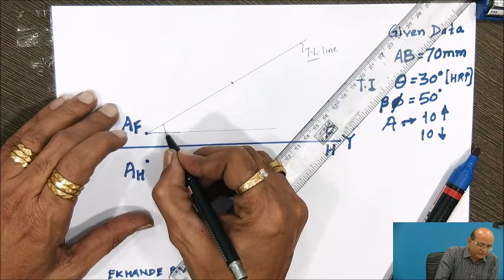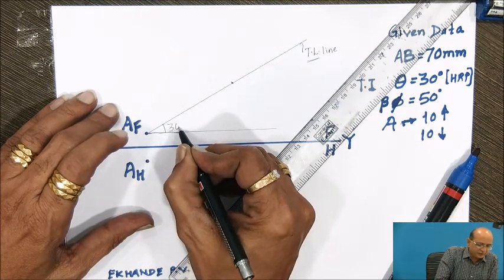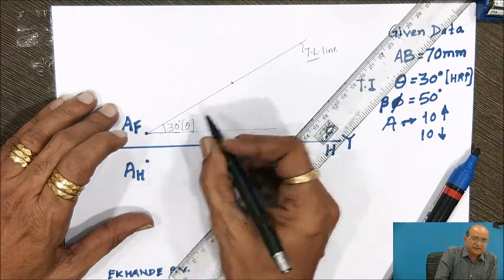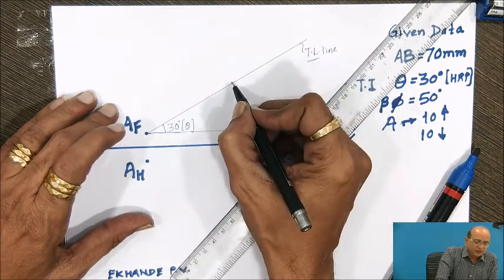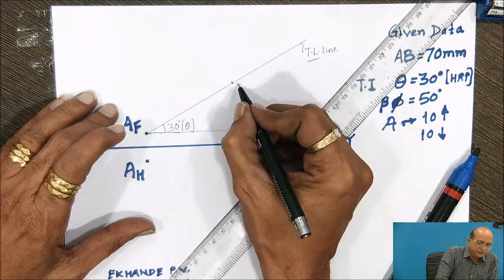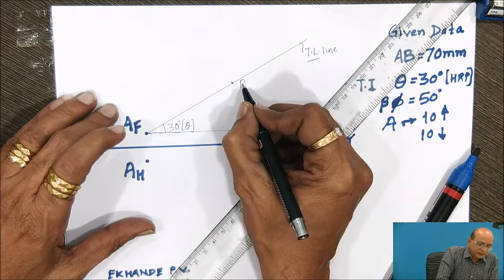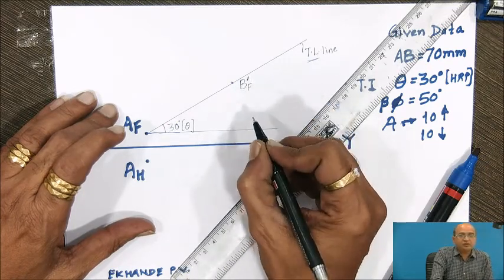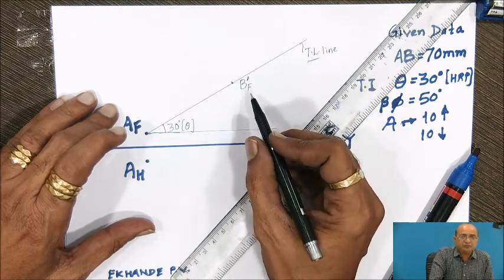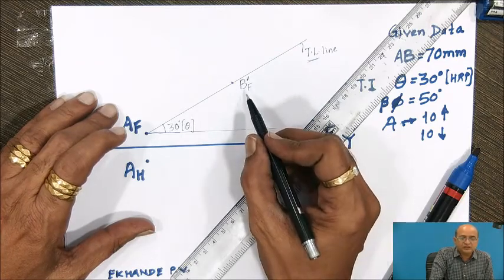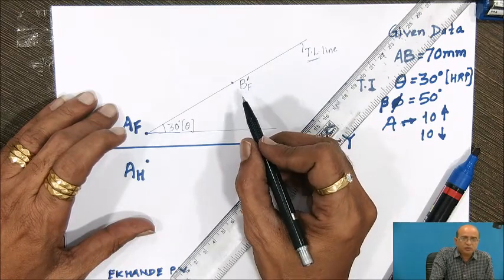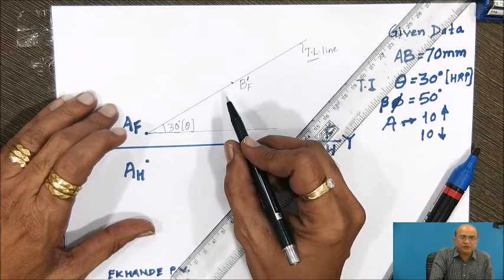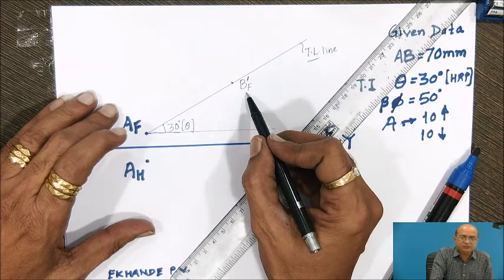So how much is the angle given? 30 degrees. Which is this angle? Theta angle. So that we have completed as a true length line. On that I have marked this point, which is to be denoted as B dash F. Why not call it BF? We cannot call it that because this is a point related to true length. This is not related to the projection of the line as a front view. So that's why we'll call this B dash F.